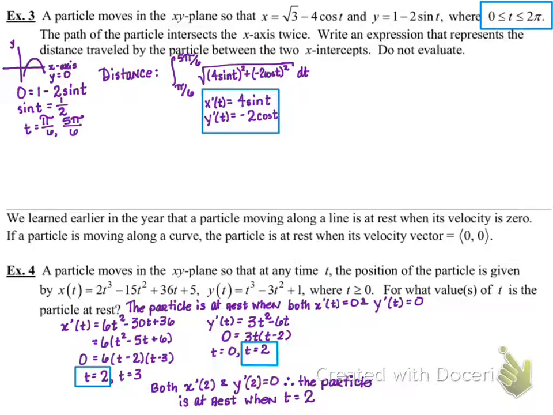So write down that information. Both derivatives are 0 when t equals 2. Therefore, the particle is at rest when t equals 2.